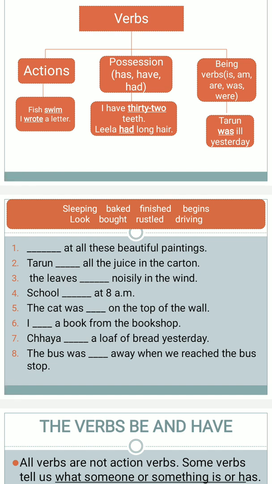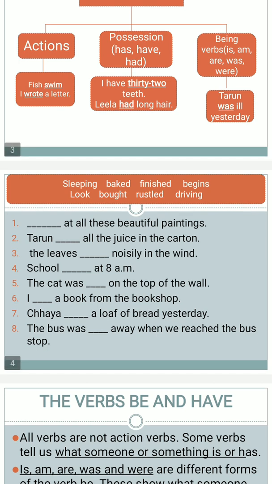Being verbs are is, am, are, was, and were. Tarun was ill yesterday. Being tells us the time when the action was done. That is, Tarun was ill yesterday.